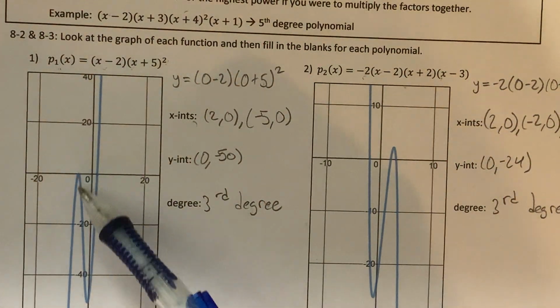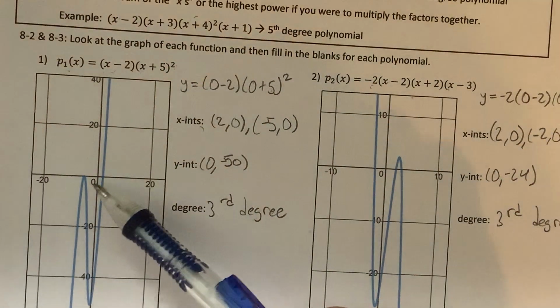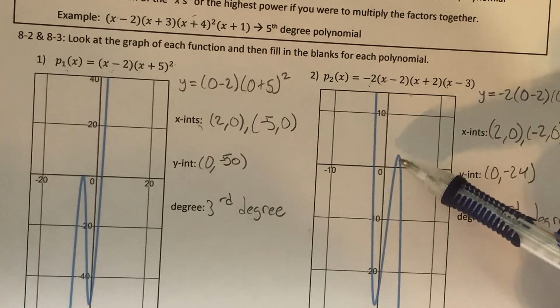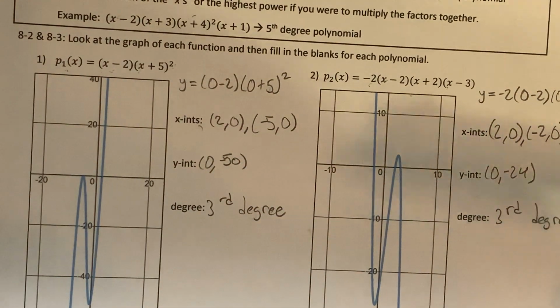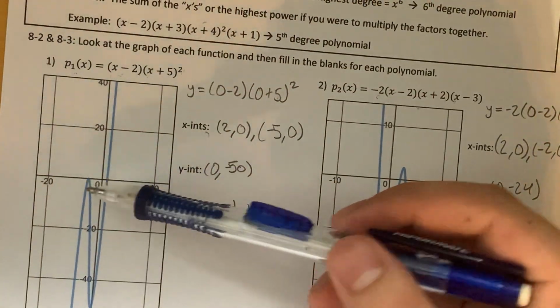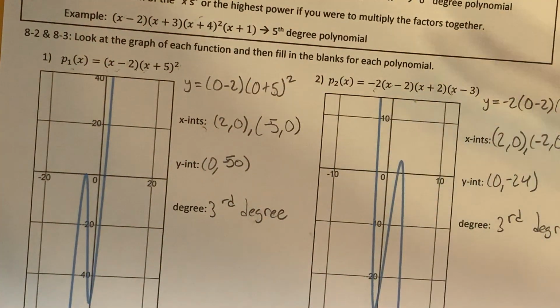It only touches the x-axis. It doesn't cross through the x-axis. Here, it crosses through it 1, 2, 3 times. That's why we know it's a third degree. But we can't say it's a third degree because sometimes it won't cross through it.